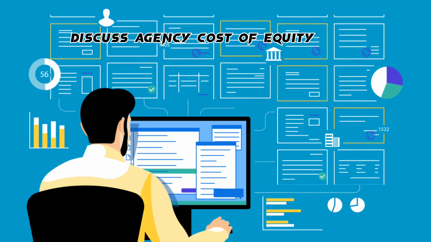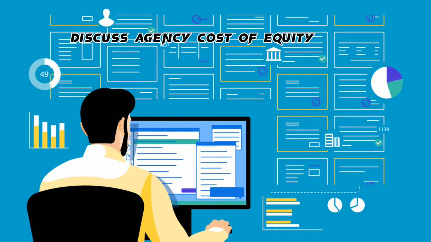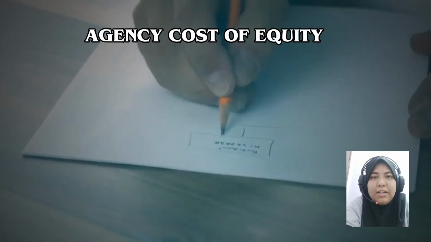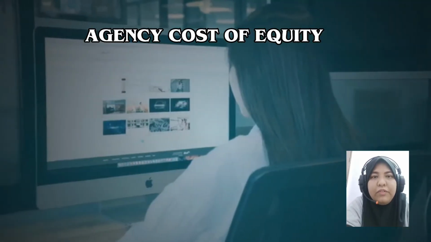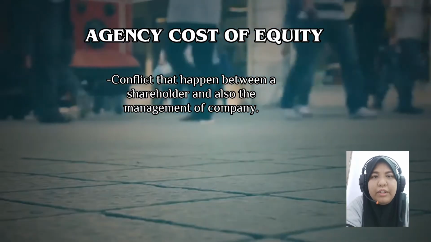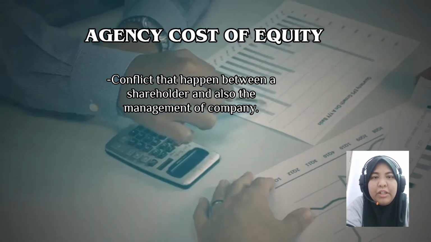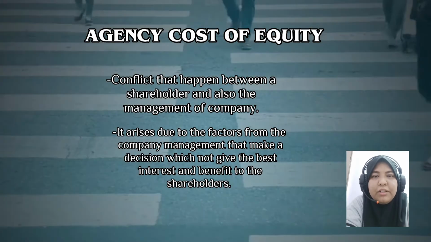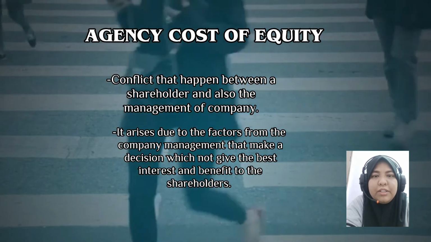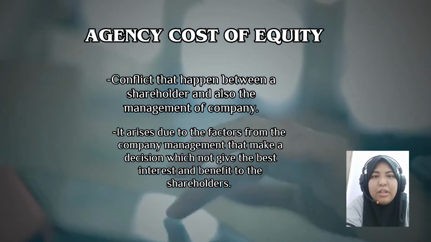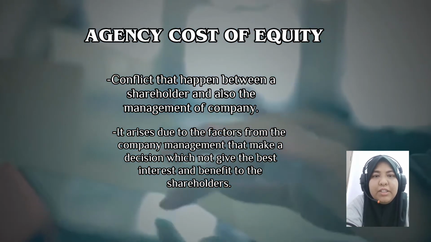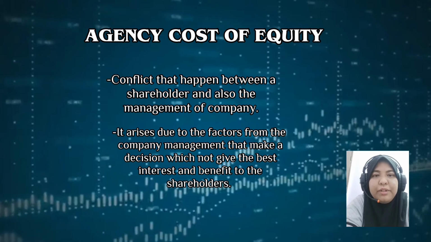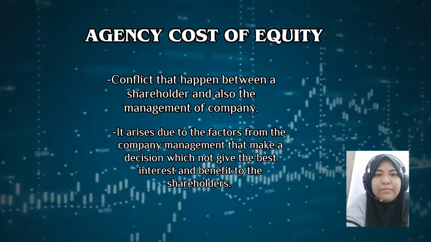Discuss agency cost of equity. Agency cost of equity is a conflict that happens between the shareholders and the management of the company. It arises when the company management makes decisions that do not give the best interest and benefit to the shareholders. Therefore, it will decrease the value of the share as viewed by the shareholders.